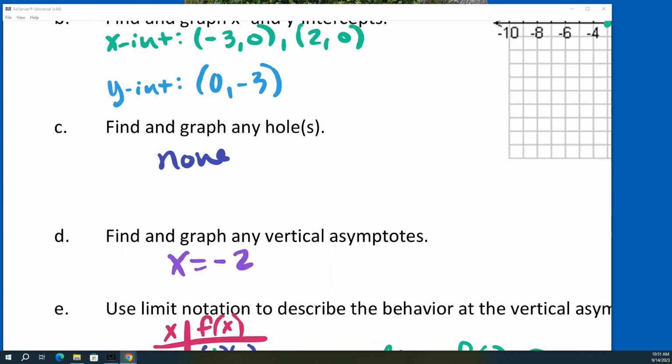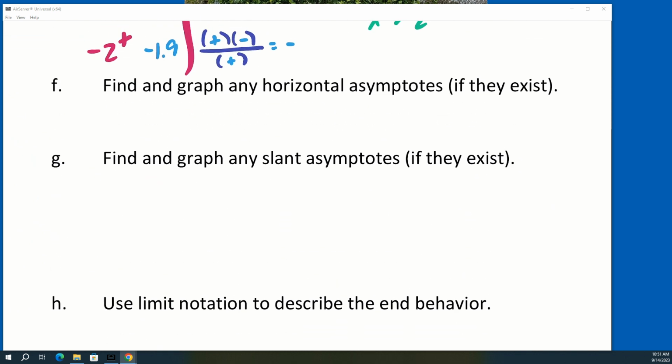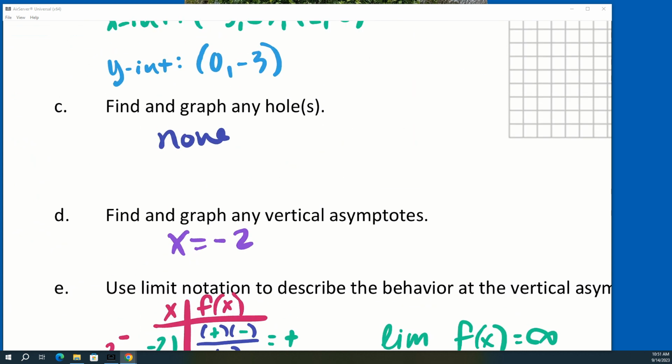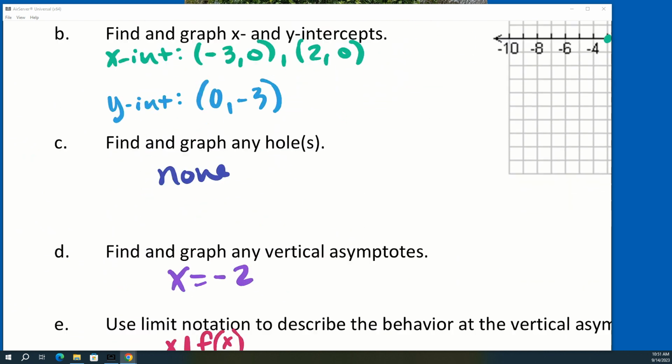All right, so then F is asking for horizontal asymptotes. Do I want to look at factor or do I want to look at original? Original. And what do you notice about the degrees? The numerator is dominated, the numerator is bigger, so there is not a horizontal asymptote, which means there possibly could be a slant. Is there a slant? Yes. Can I do synthetic division? Yes. So let's do that.